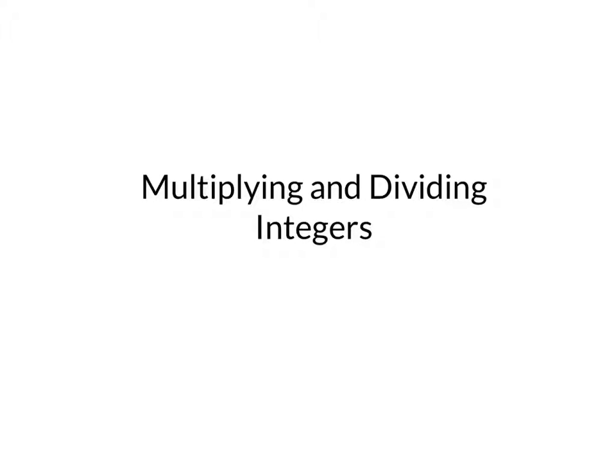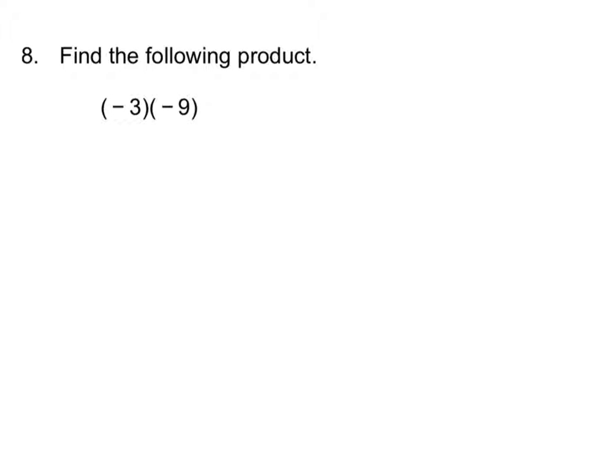Multiplying and dividing integers. Find the following product. The product is the answer to a multiplication problem. We want to multiply -3 to -9. To do this, we need to recall our multiplication rules for multiplying negative numbers.